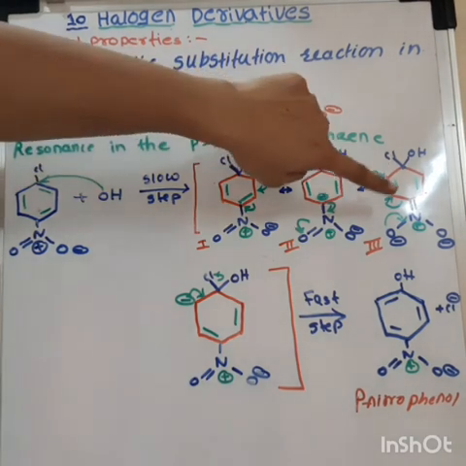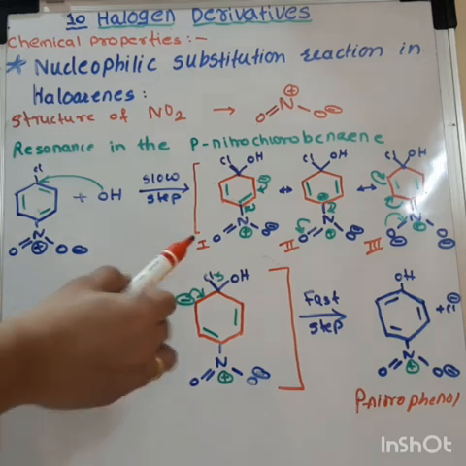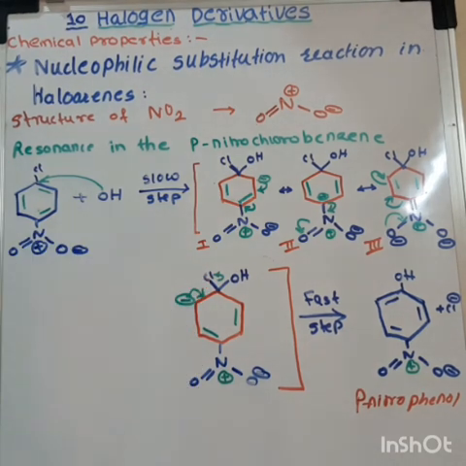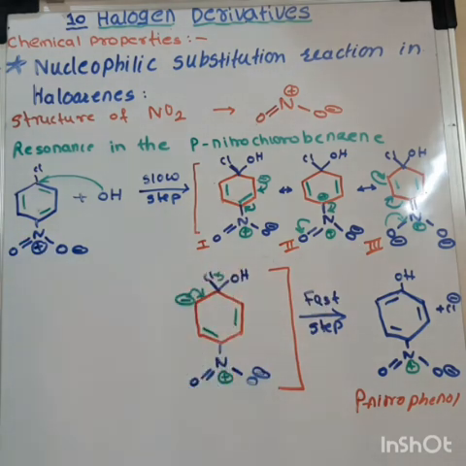Here in this third resonating structure, the nitro group at para position extends the conjugation and fastens the resonance. As a result, chlorine being a weaker nucleophile than OH, it leaves the ring and para-nitrophenol is formed.